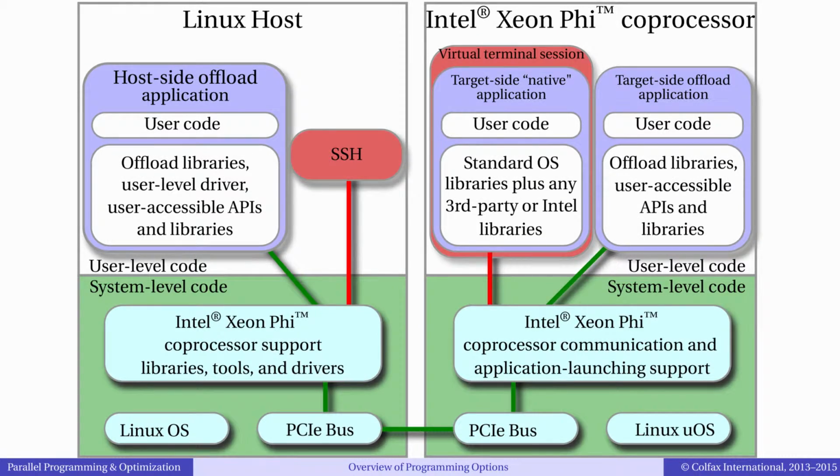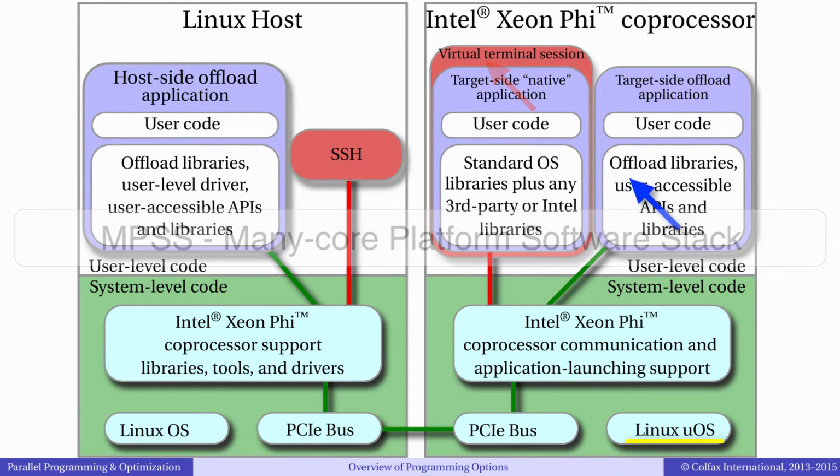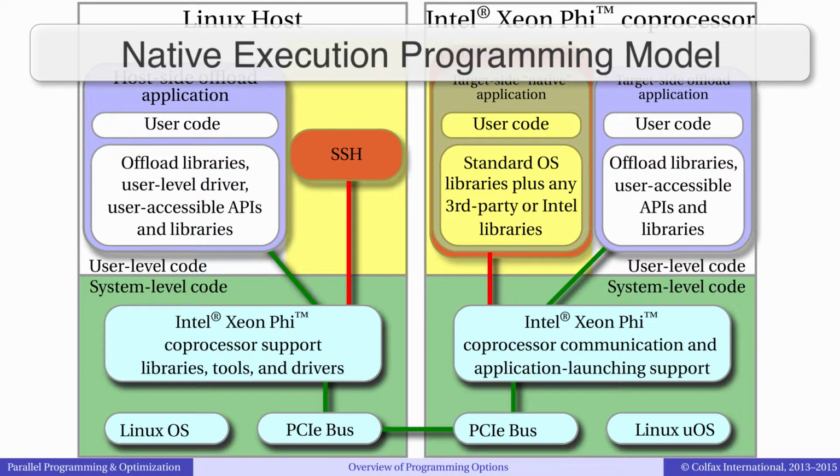The reason why both native and offload programming models are available with Intel Xeon Phi coprocessors is that the software stack, MPSS, has two channels for communicating with the operating system running on coprocessors. This diagram shows the details of the interactions between the host and coprocessor in the native and offload models. Let's take a look at how native execution works.